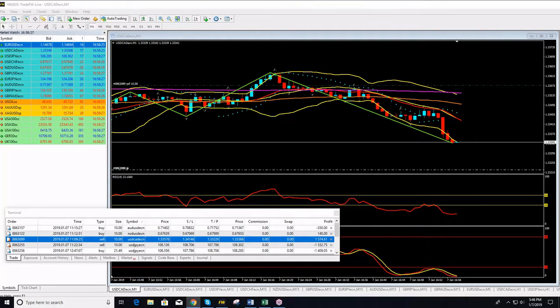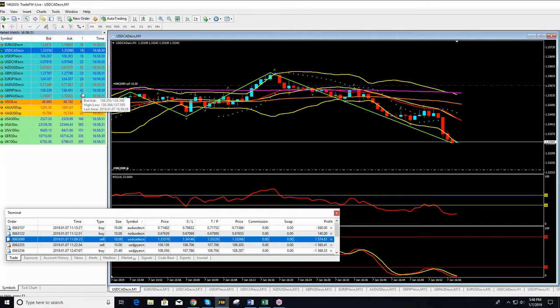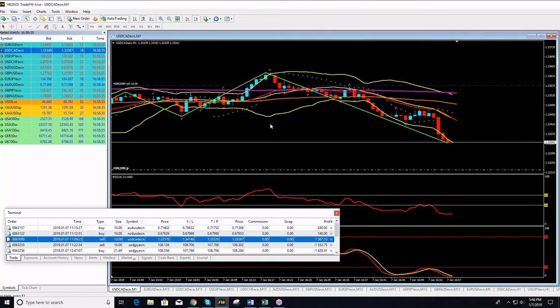Let's have a look also at the spread of dollar CAD. Currently it's at 1.6 pips. It's expected to rise because of the volatility. That's absolutely normal to occur.